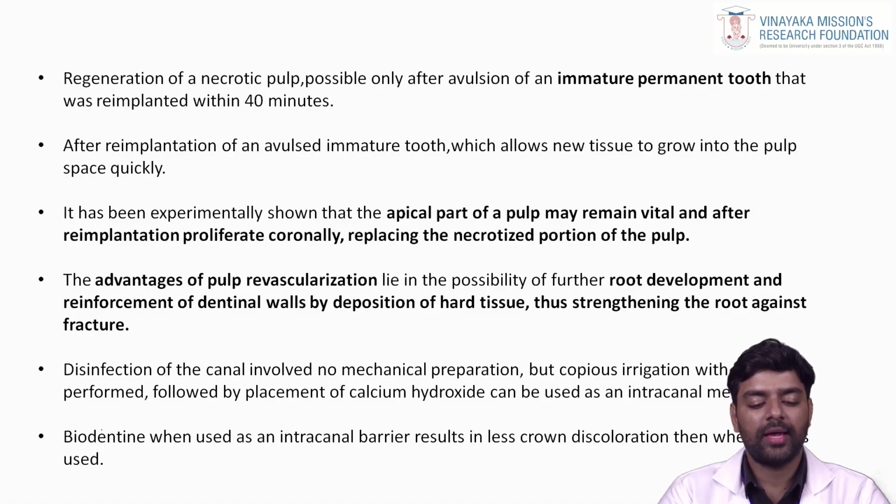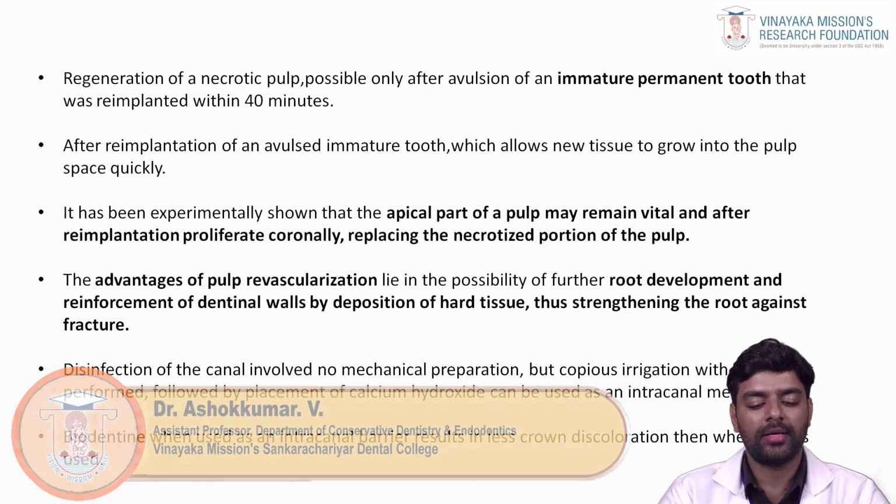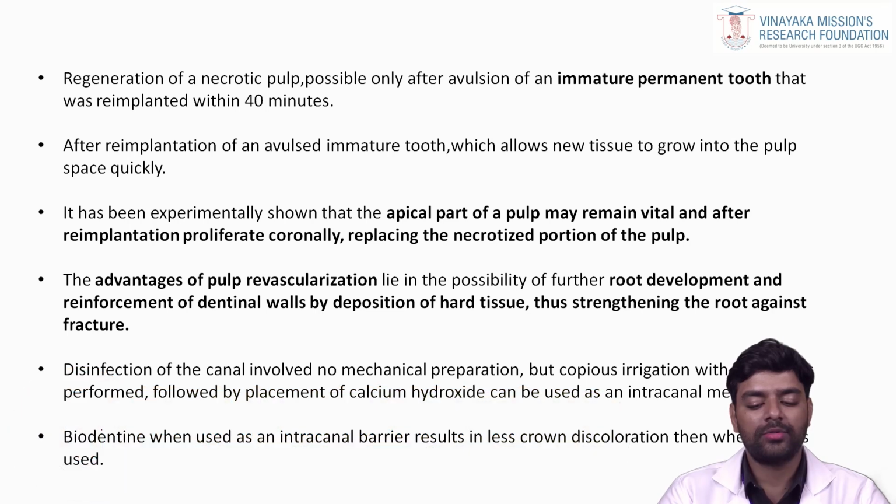The disinfection of the canal involved no mechanical preparation, but copious irrigation with hypochlorite was performed, followed by calcium hydroxide, which can be used as an intracanal medicament. Then Biodentine, when used as an intracanal barrier, results in less crown discoloration compared to the MTA.